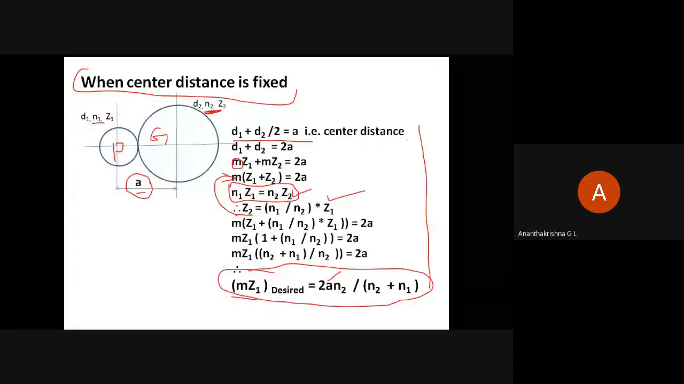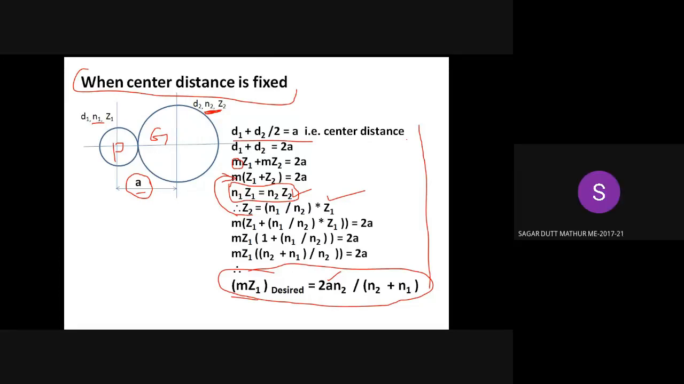All of you, please note down this. When we say center distance is fixed, that means the distance A is fixed. That's all. When we solve the problem, we'll understand. The method of finding out the module will be slightly different from what we have been doing so far.